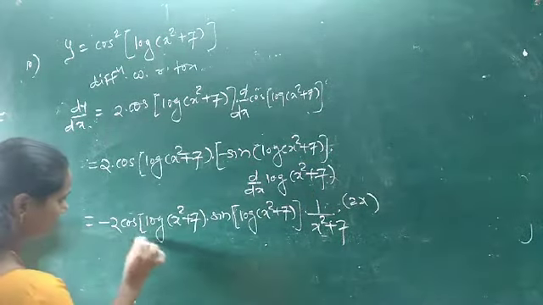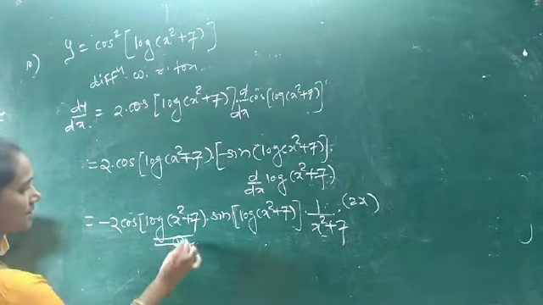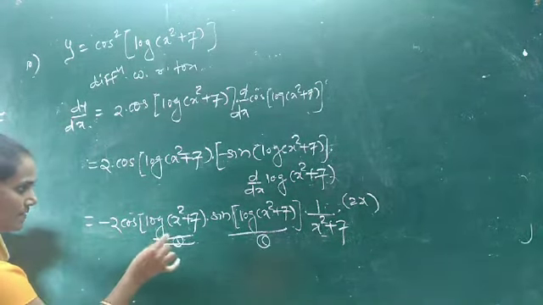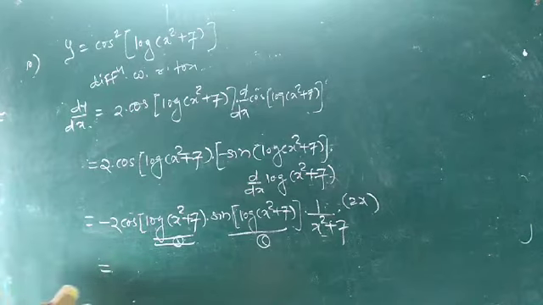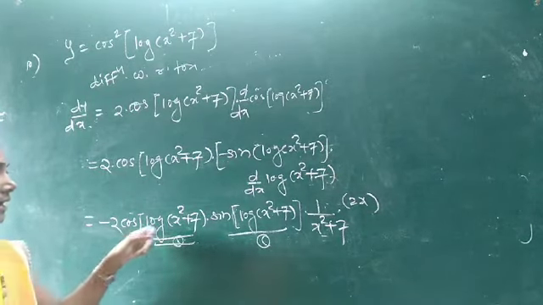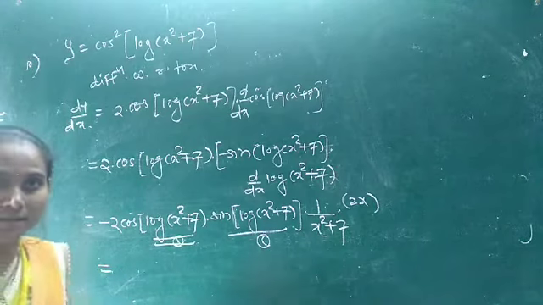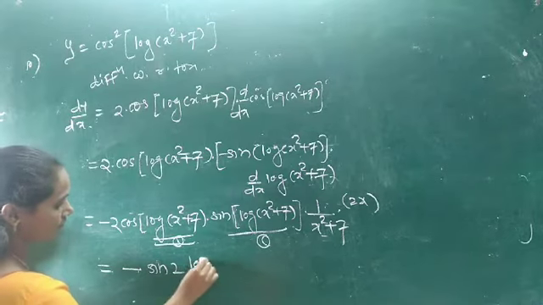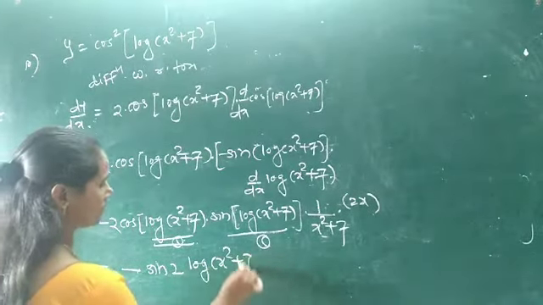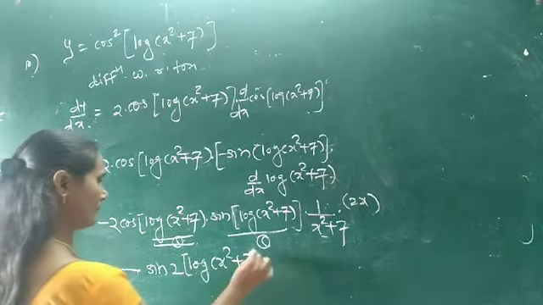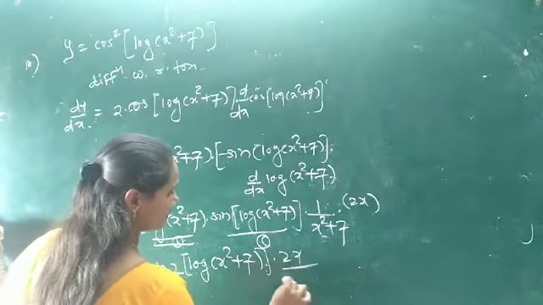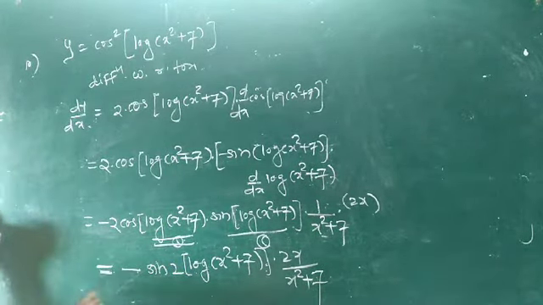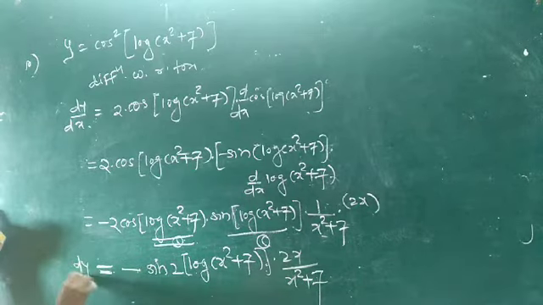Now look at this. In this term both are the same, log of x square plus 7. So consider this as theta. So it looks like 2 cos theta into sin theta. That means it is again sin 2 theta. Minus sign as it is. Sin 2 into log of x square plus 7 into 2x divided by x square plus 7, dy upon dx.